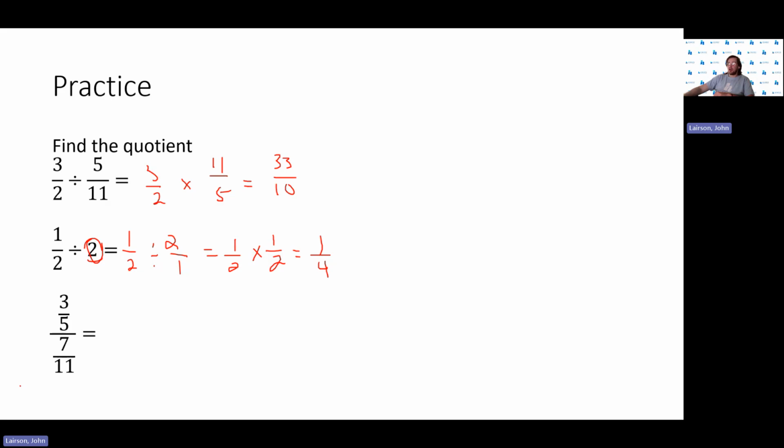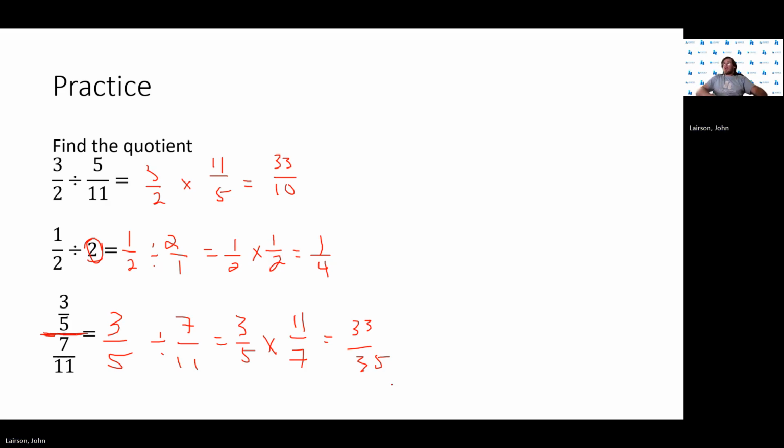And now here's the complex fraction. I'm taking this main middle fraction line and turning it into division: 3 over 5 divided by 7 over 11. I'm going to keep 3 over 5, change the sign, and flip the second one. This turns into 33 over 35. This one also, we are good. It doesn't get simplified anymore. You can double check that. Okay.